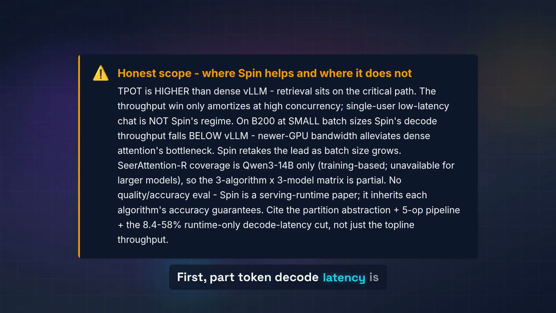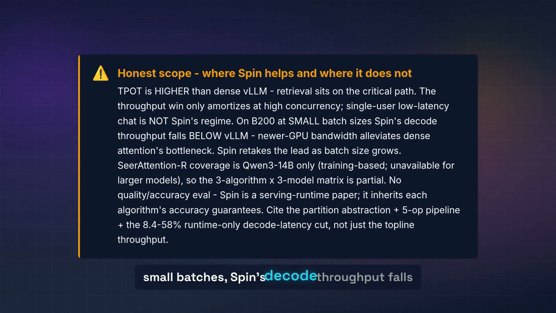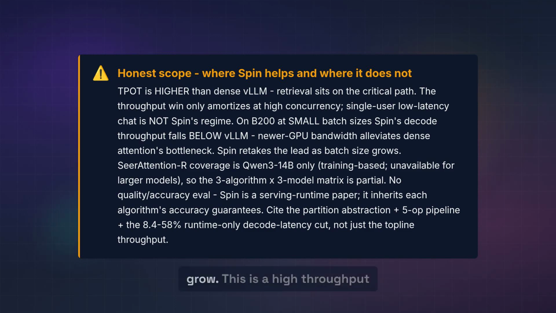First, per-token decode latency is higher than dense vLLM because retrieval sits on the critical path. The win only amortizes at high concurrency, so single-user chat is not Spin's regime. Second, on B200 at small batches, Spin's decode throughput falls below vLLM because newer GPUs have enough bandwidth to absorb dense attention. Spin retakes the lead as batches grow. This is a high-throughput serving system, not a low-latency one.